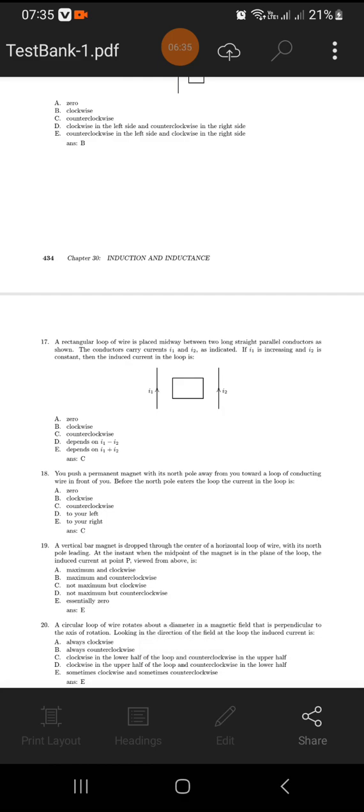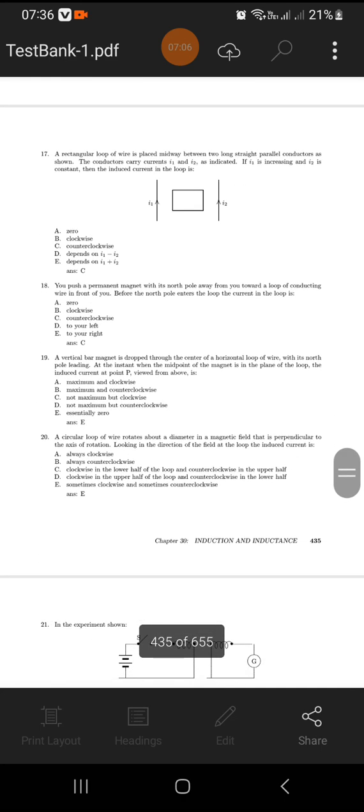The rectangular loop of wire is placed midway between two long straight parallel conductors as shown. The conductors carry currents I1 and I2 as indicated. If I1 is increasing and I2 is constant, the induced current in the loop is C, which is counterclockwise. So it goes from I2 to I1, and the cycle goes back and forth.